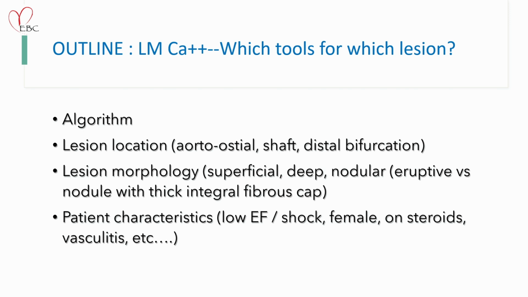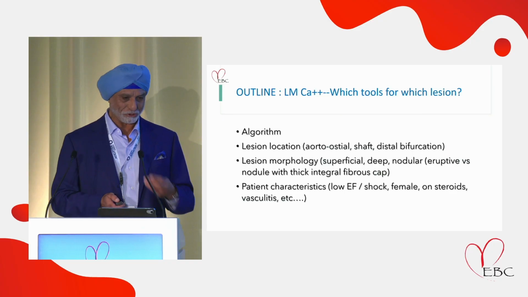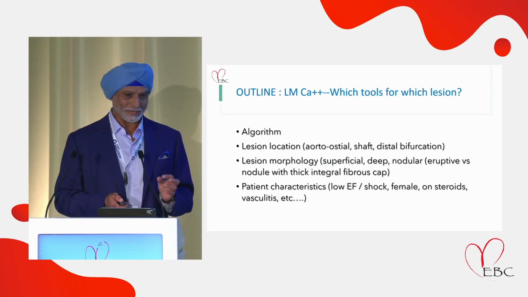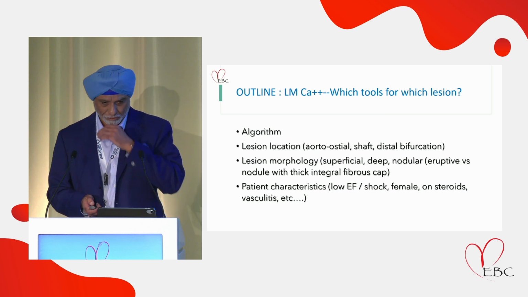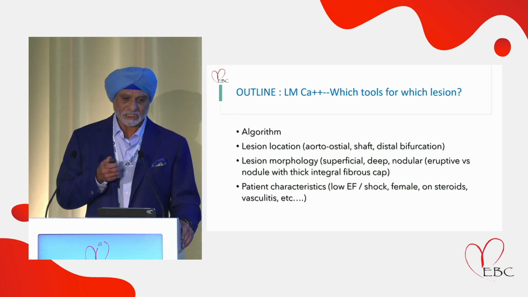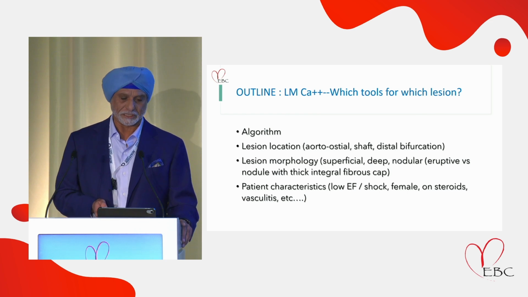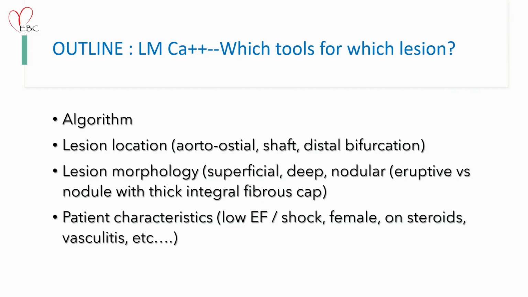Most of the speakers have covered superficial, deep, nodular, because we've become smart now with calcium. The problem is you become smart, but what do you do? And if you do, do we have data? I tell you, we don't have much data in left main right now with all the tools that we are using. And patient characteristics are very important in terms of decision making. I think we haven't covered those.